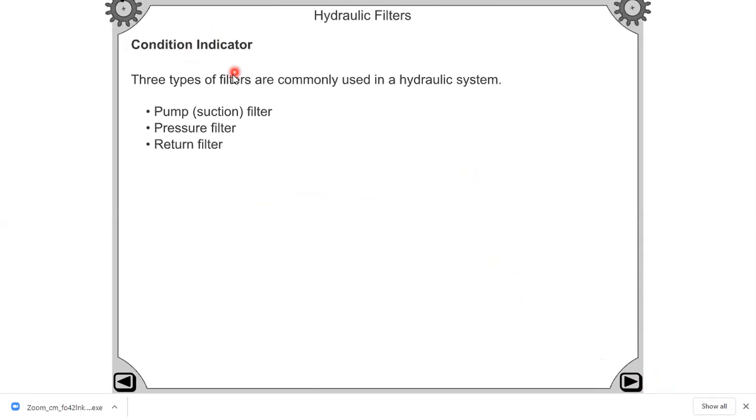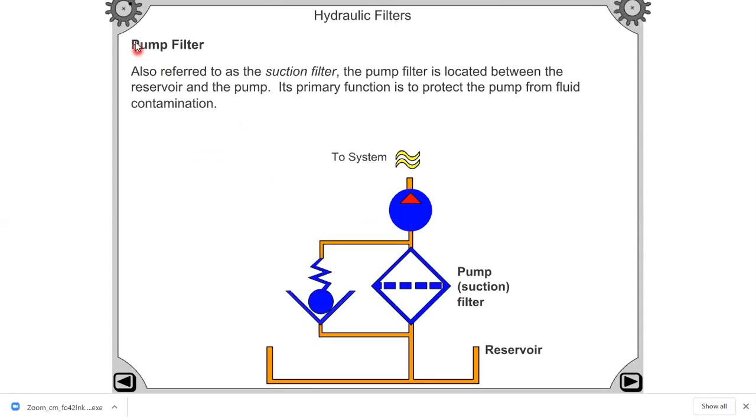So there are three types. Normally we locate the filter in the hydraulic system. First one is the pump filter, that is the suction filter. Then the second one is the pressure filter, and the third one is the return filter. First we will discuss the pump filter, which we also refer to as the suction filter.